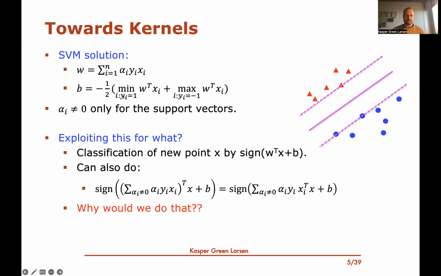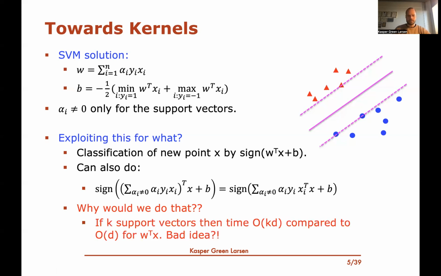It looks much more complicated than just using W, right? In particular, there are many more inner products we now need to compute. So this seems like a bad idea, right? What can we use this for?